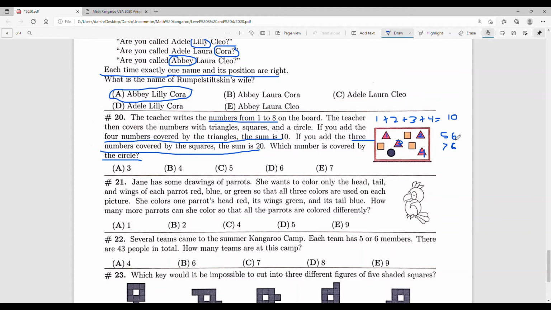What if the only remaining combination, which is 6, 7, 8? What if it's that? So if we add 6 plus 7 plus 8, we get 21, and that is not 20. Therefore, these are not covered by the squares, meaning that the only possibility for the circle is 6. So the answer to number 20 is D.